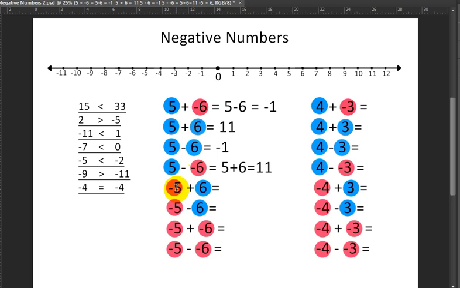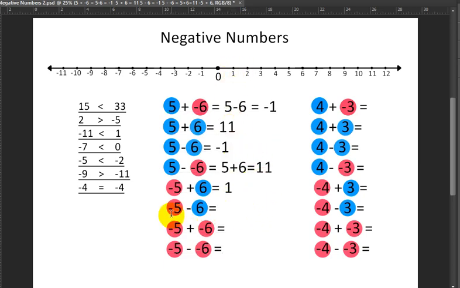So here we have minus 5 plus 6. So that means we are at minus 5. That's the first number. And we're adding 6. So we're taking 6 steps to the right. 1, 2, 3, 4, 5, 6. And we get to 1.